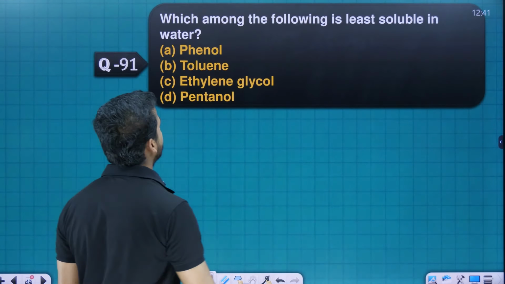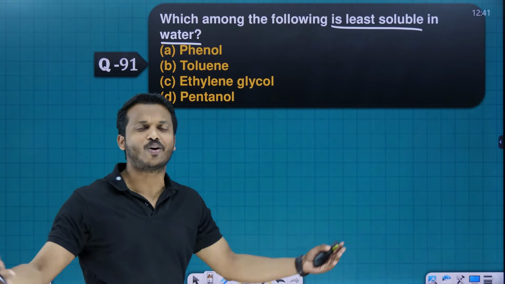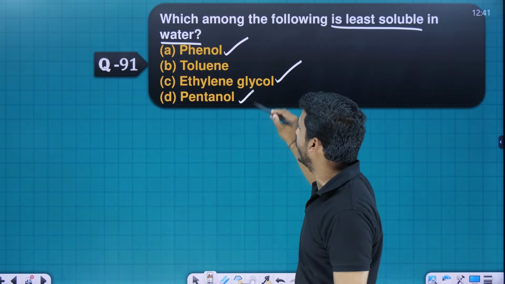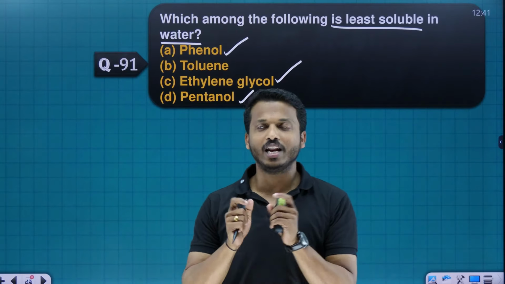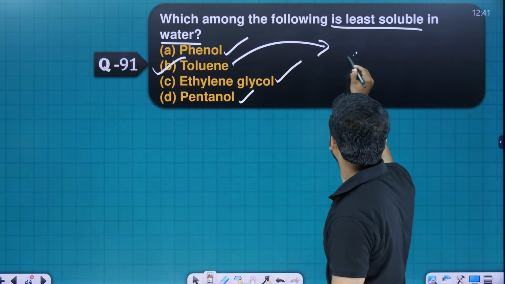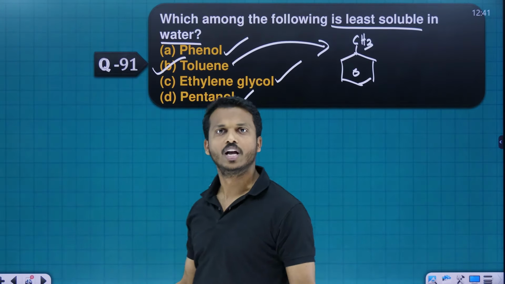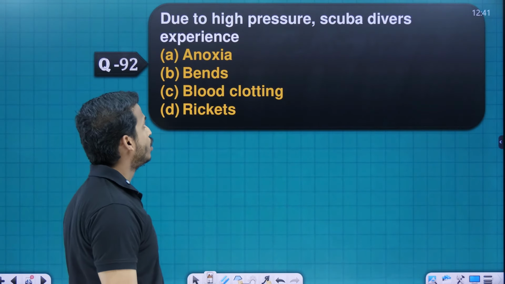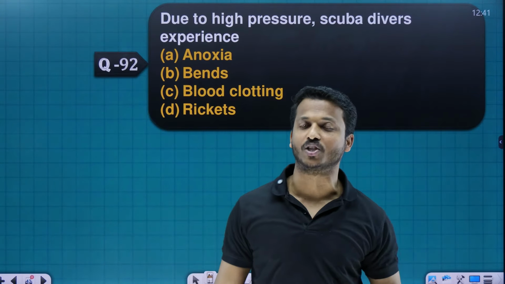91. Which among the following is least soluble in water? We already studied organic chemistry. These all are alcohols: phenol, ethylene glycol, pentanol. Alcohols are generally highly soluble in water. Toluene is a pure hydrocarbon, so there is less chance of hydrogen bonding with the water. So they are not soluble. So option B.